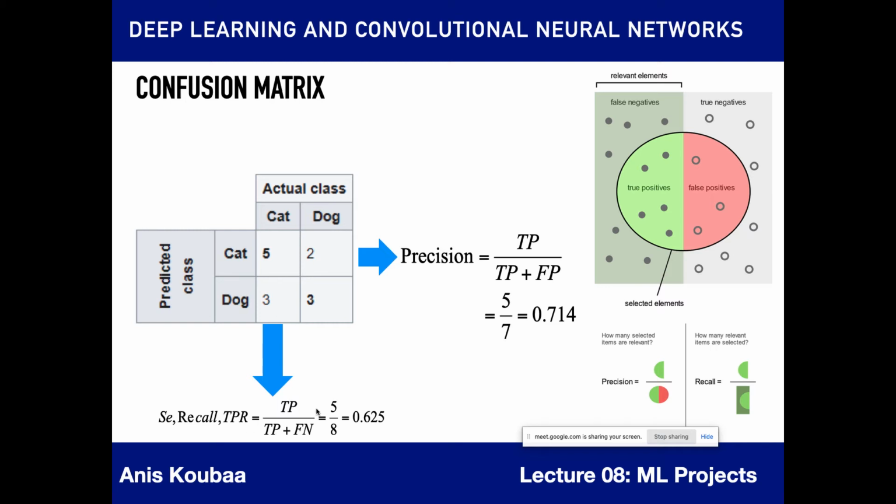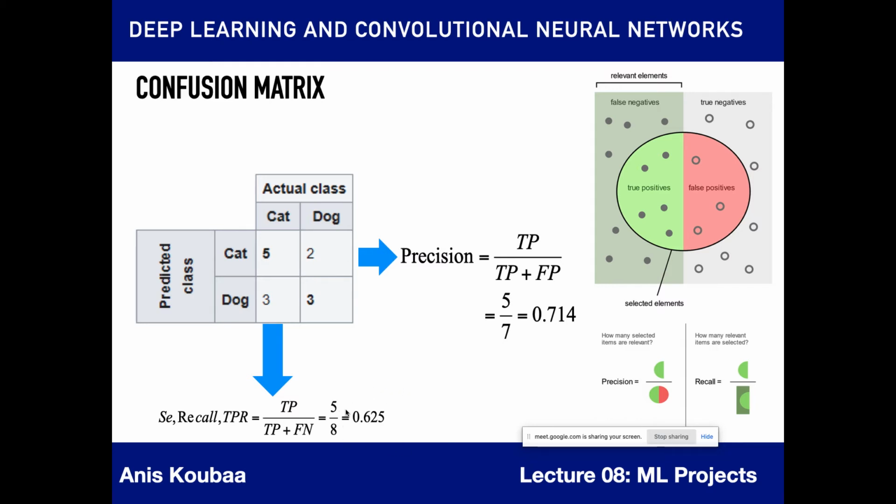The recall will be here, 5 divided by 5 plus 3, TP plus false negative 3 here. So it means that it is able to recall 62% of the cat class. It is able to recall the class cat with 62% of performance.